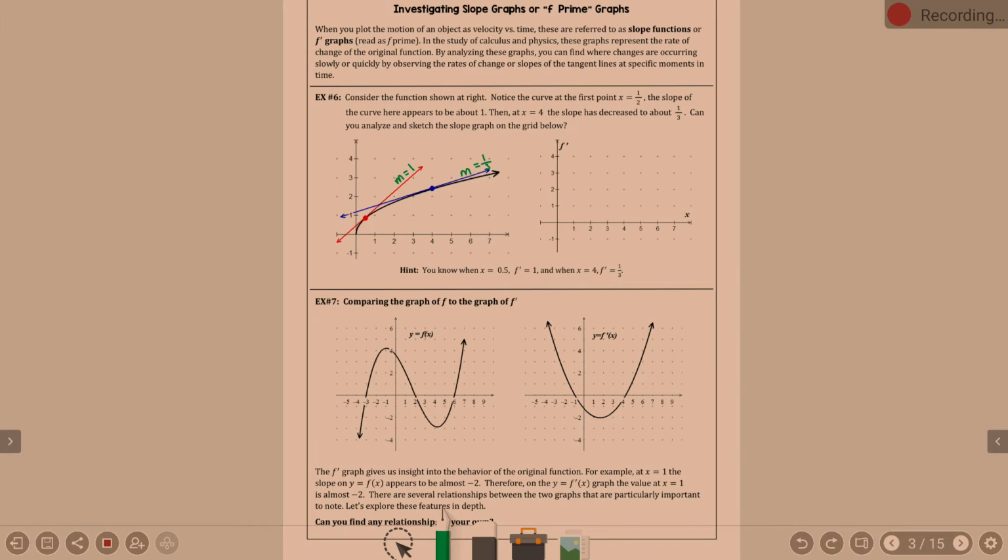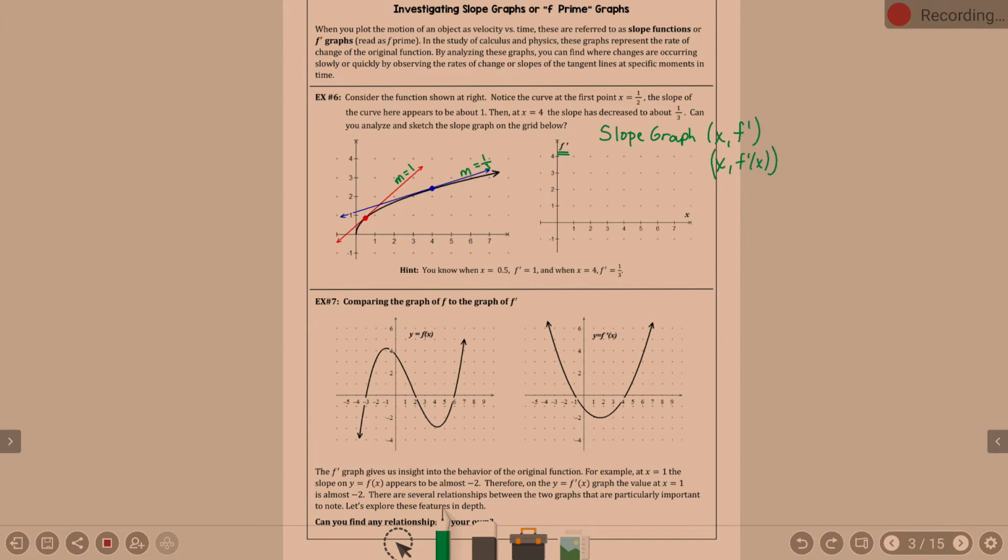Okay, so first of all, notice right here, this does not say y. That is f prime. So when we think about ordered pairs here, they referred to this as a slope graph. When we think about ordered pairs, instead of thinking x comma y, it's x comma f prime, or I guess I could write that as x comma f prime of x. Those are what our ordered pairs are.